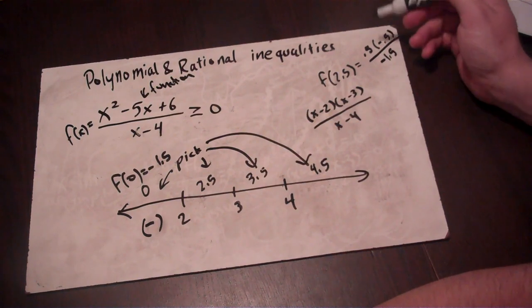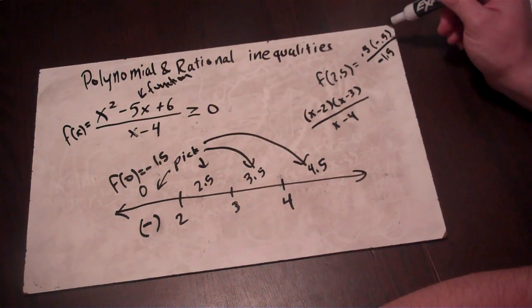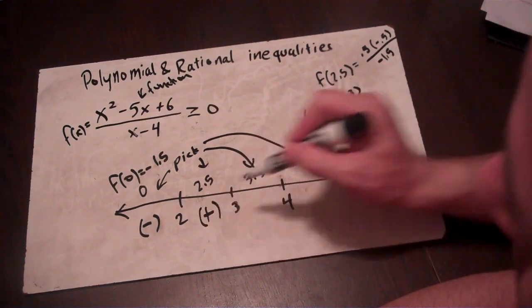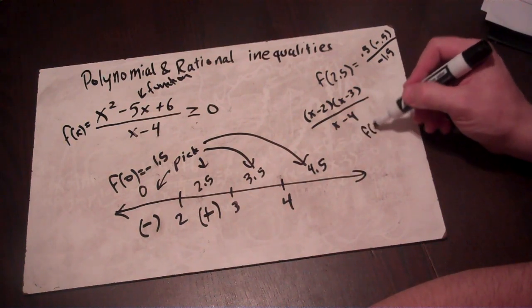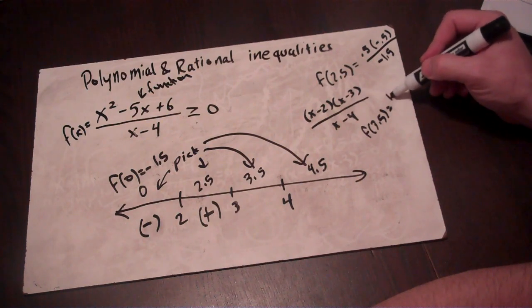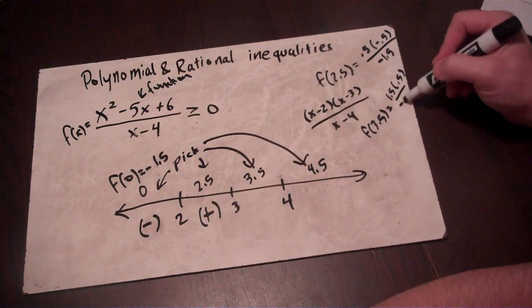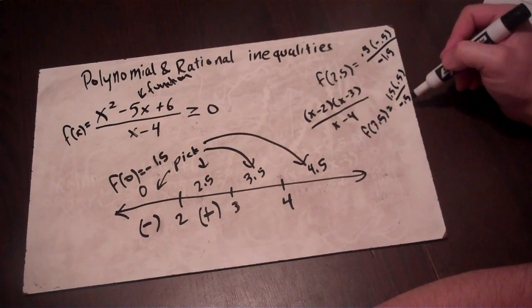I could multiply this out if I wanted to, or I could realize a positive times a negative is a negative, and a negative divided by a negative is a positive. So I don't even need to know what it is. I do know that it's positive. If I look at f of 3.5, I'm going to get 1.5 times 0.5 over negative 0.5. Positive times positive is positive. Positive divided by negative is negative.